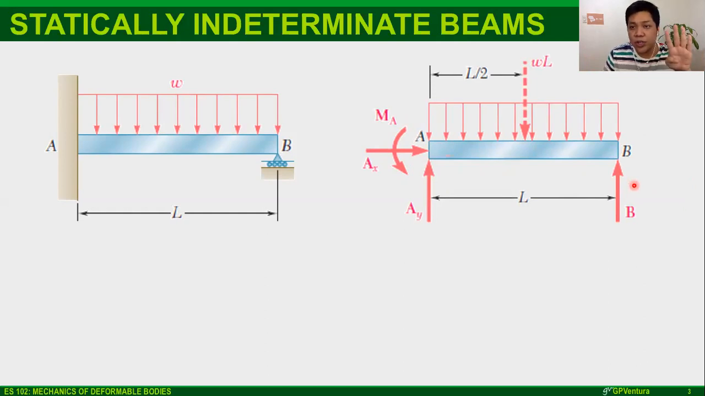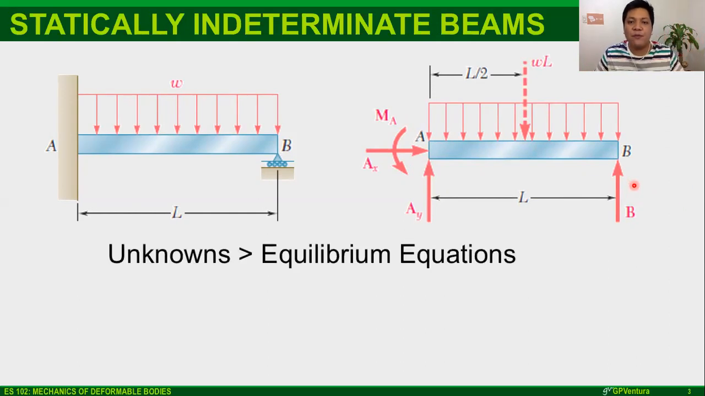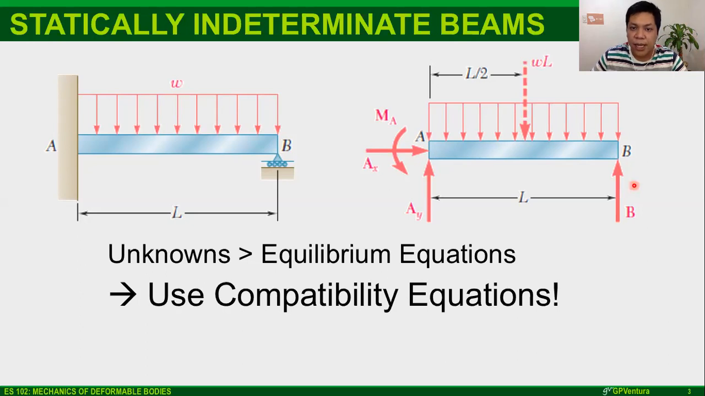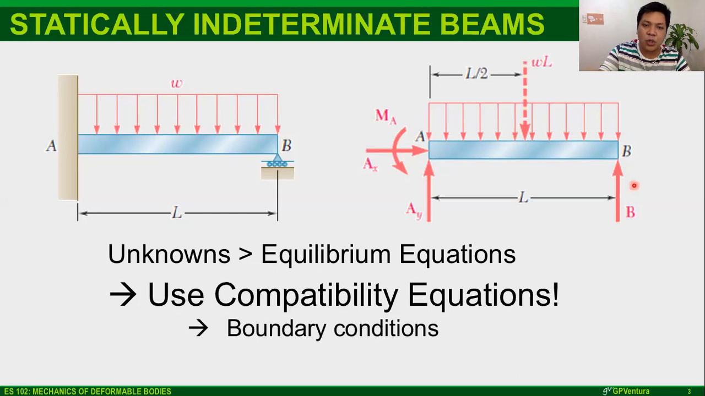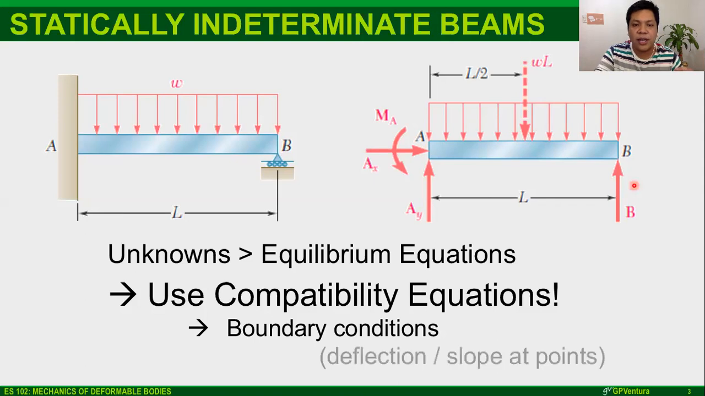Now, I have four unknowns, given that there are four support reactions in this beam, but I only have three equilibrium equations: summation of forces along X and Y and summation of moments. Since my number of unknowns is greater than the number of available equilibrium equations, we can say that the beam is statically indeterminate. Therefore, I need to use compatibility equations in order to solve the problem. Now, your question might be, what are the compatibility equations needed? The compatibility equations will actually come from your boundary conditions. So from your boundary conditions, these are actually additional equations in order for us to solve the support reactions.